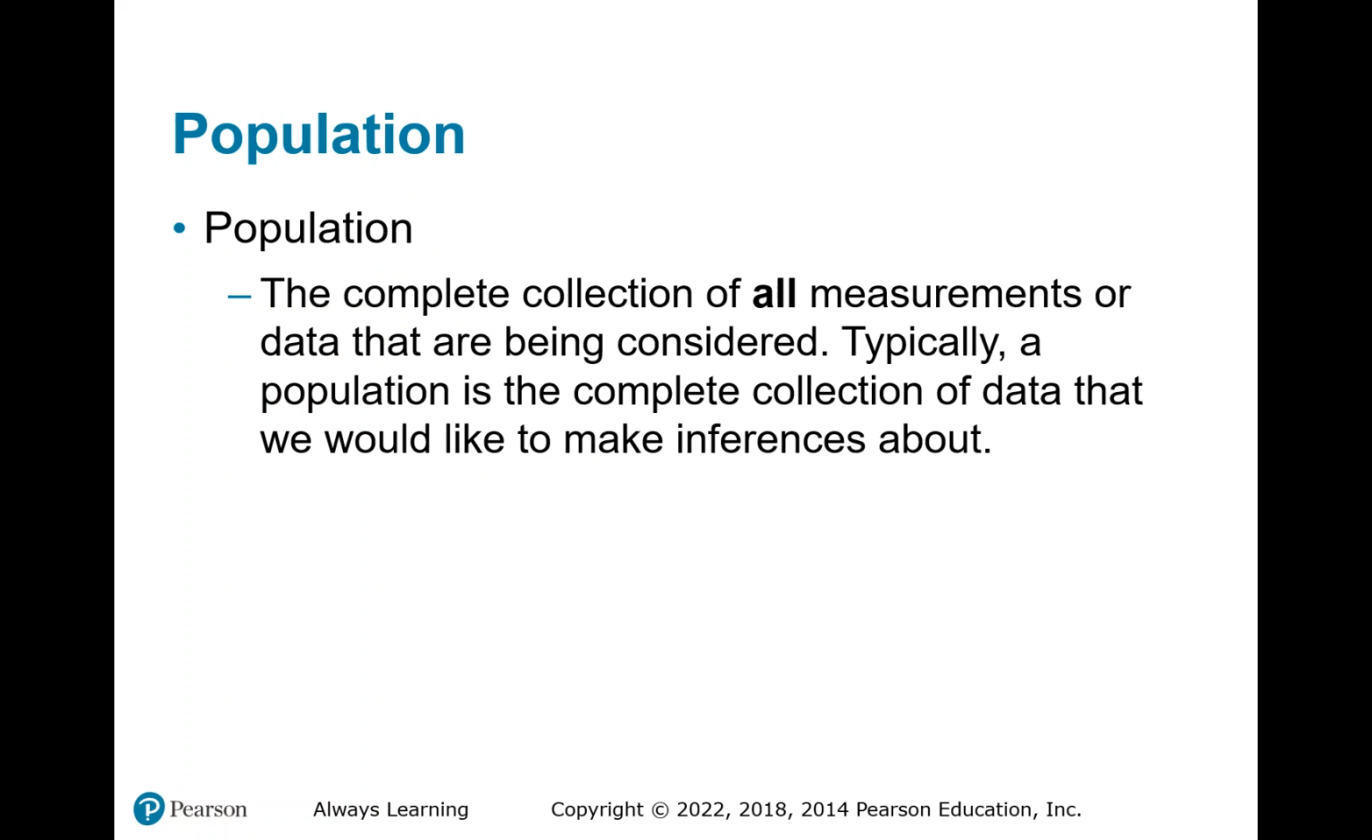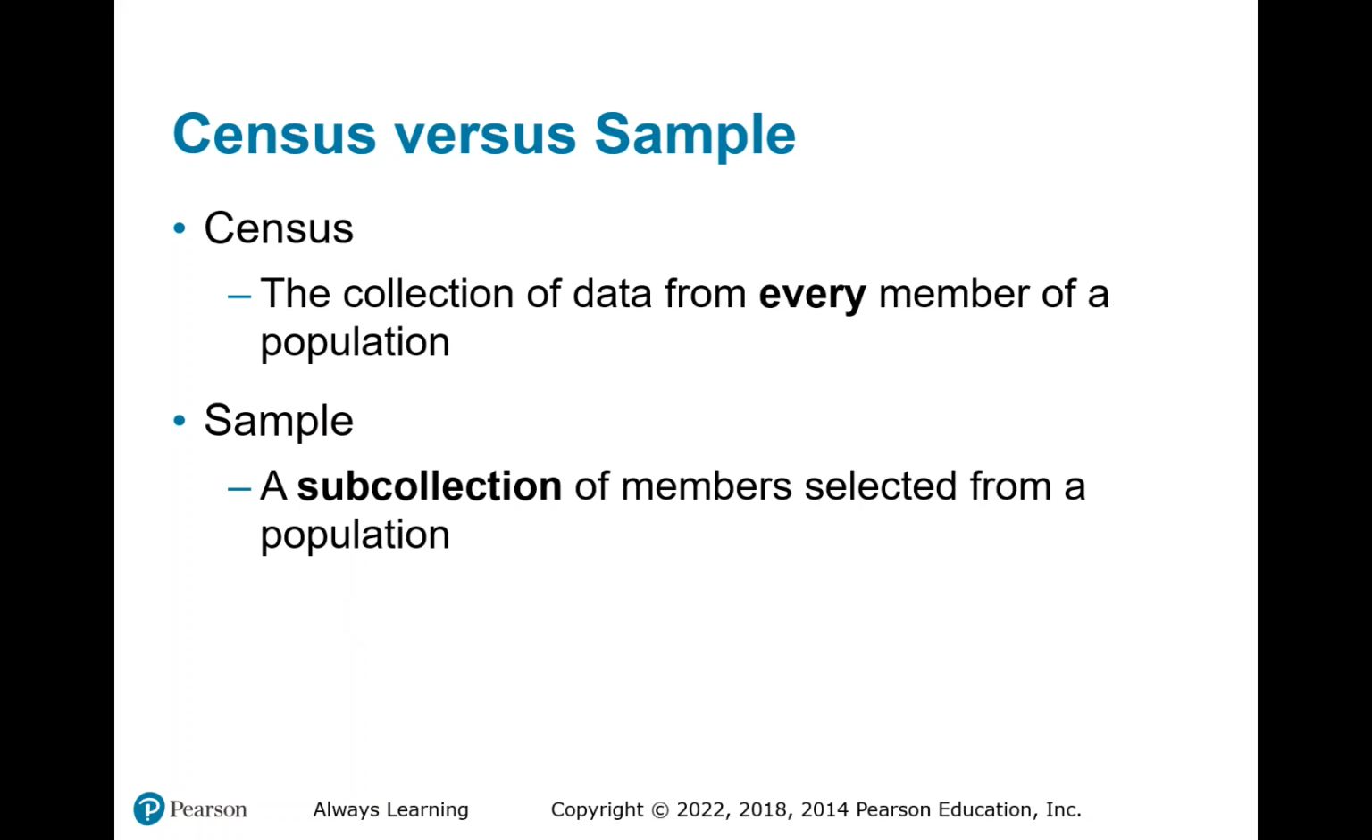A population is the complete collection of all measurements or data that are being considered. Typically, a population is the complete collection of data that we would like to make inferences about. A census is a collection of data from every member of the population, and a sample is a sub-collection of members selected from a population. Let's explore a scenario now where we have to determine what the population and sample are.